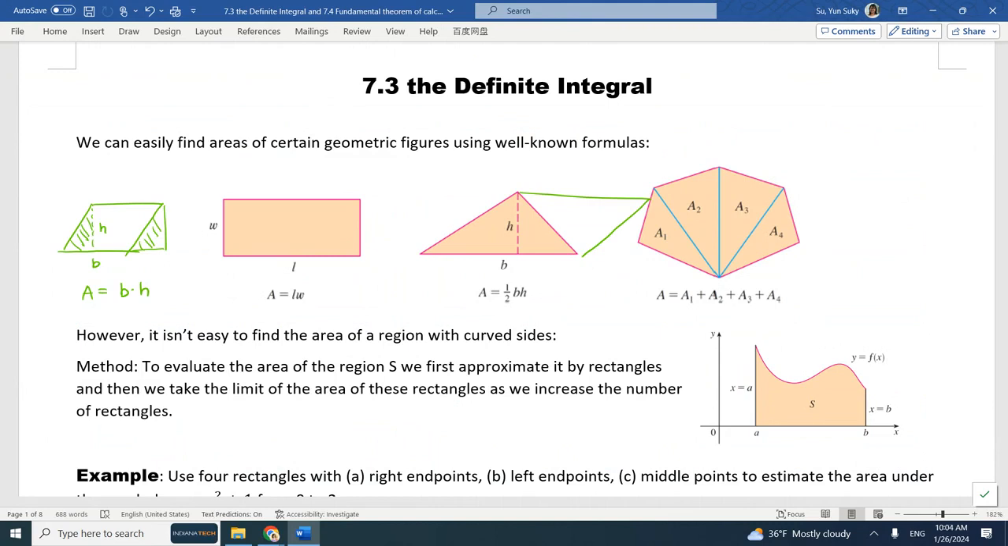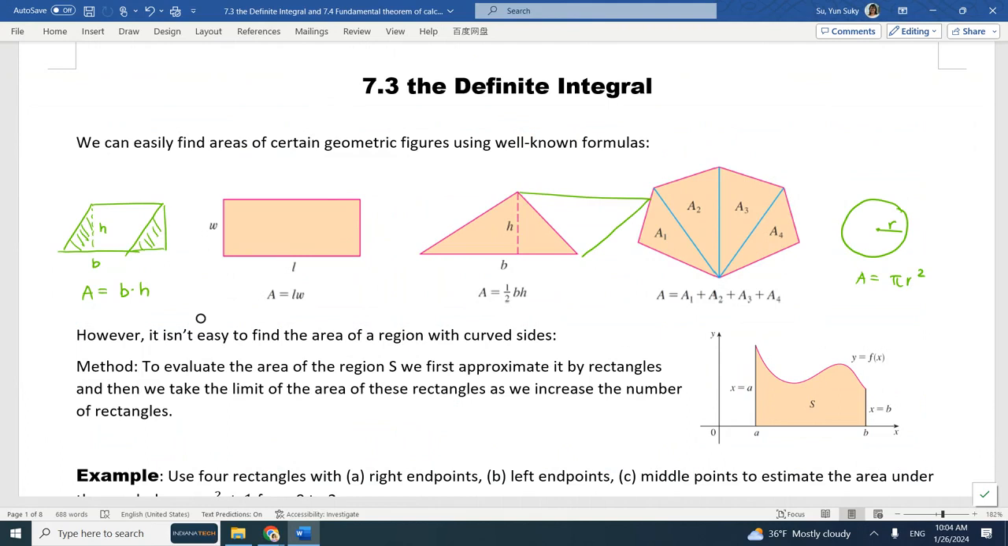And how about a circle? Do you remember the area of a circle? Pi r squared. Yes, the circumference is 2 pi r. Yes, the area is pi r squared. Good. However, it isn't easy to find the area of a region with curved sides. See, this is curved. How can we find the area?